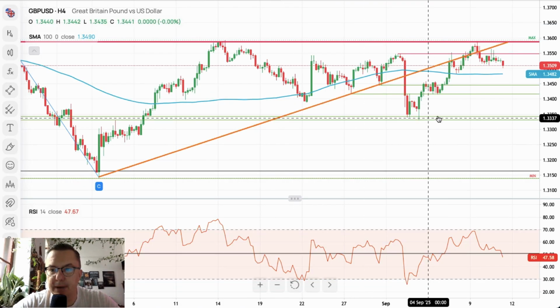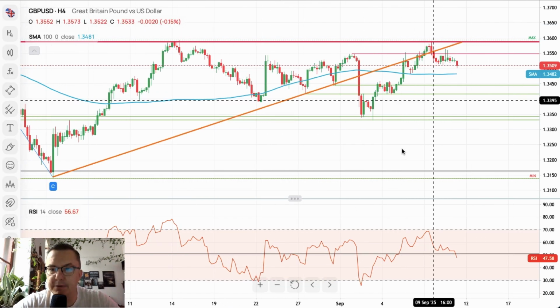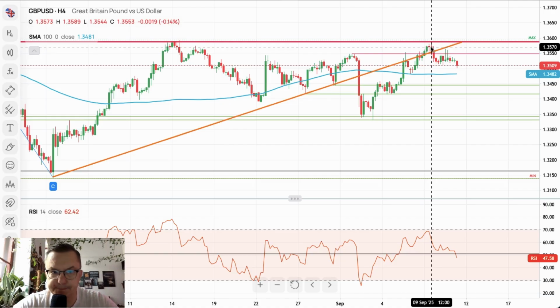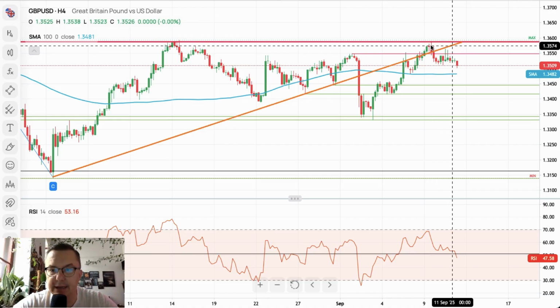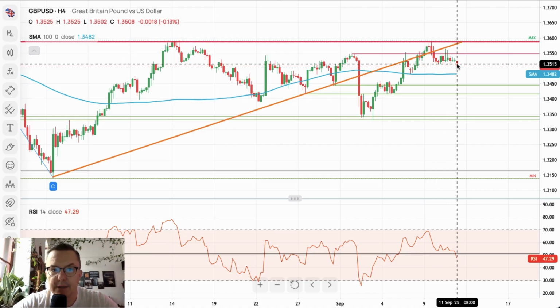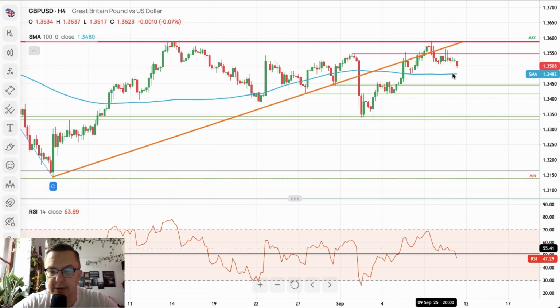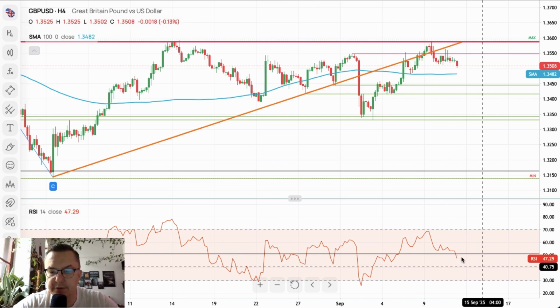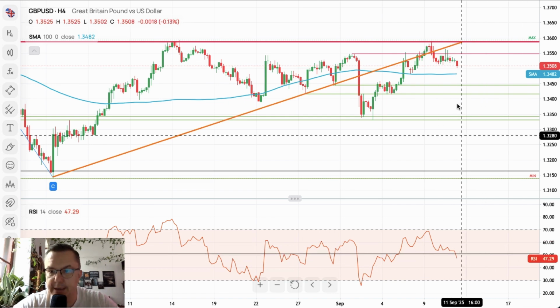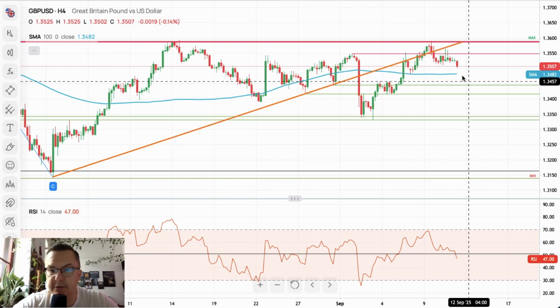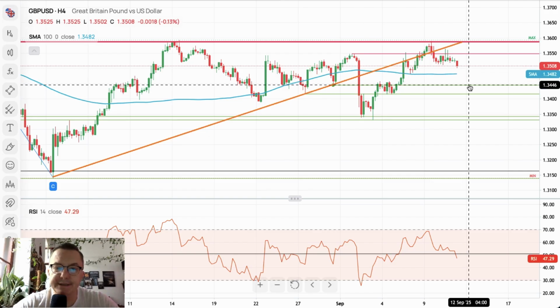What is the pound doing? The cable is down from 1.3589 towards 1.3502. The market is going towards the 1.3482 simple moving average. Momentum has broken below the level of 50 right now, 47 points. So any further deterioration lower is in favor of the bears.